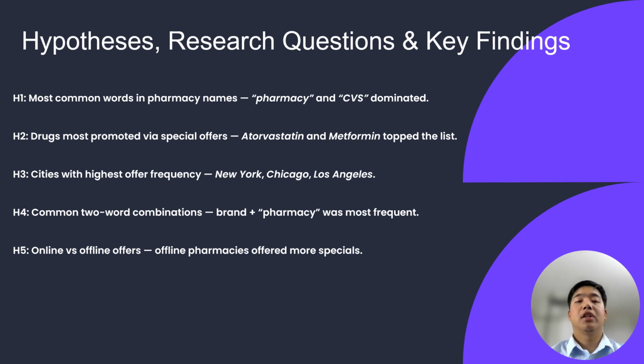And for the third hypothesis, I explored which cities had the most frequent special offers. The leaders were New York, followed by Chicago and Los Angeles, which may be driven by market size and pharmacy competition. And for the fourth, I examined the most common bigrams in drug and pharmacy names. As expected, brand name followed by pharmacy were the most frequent naming trend.